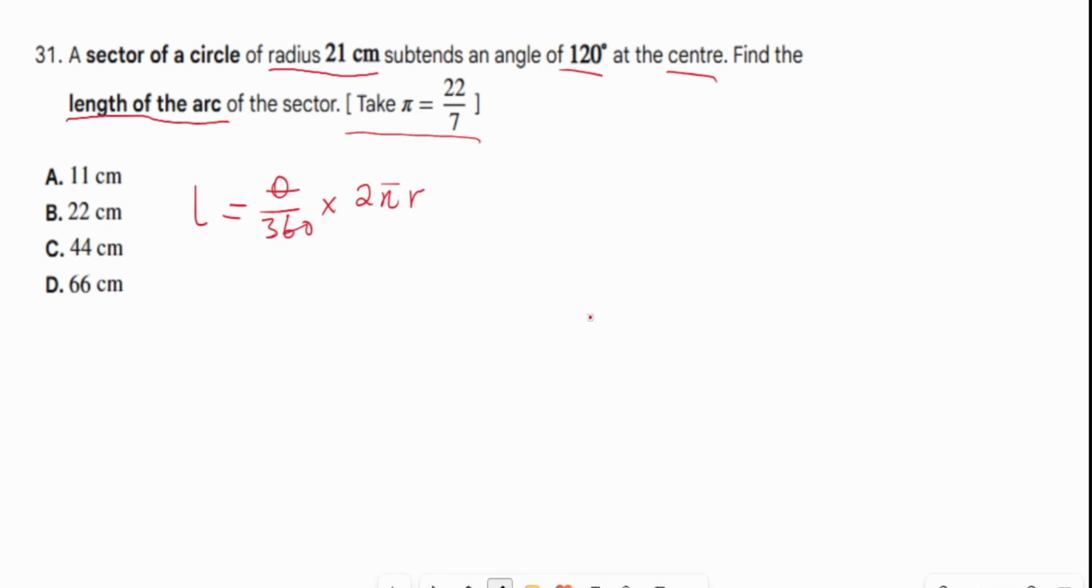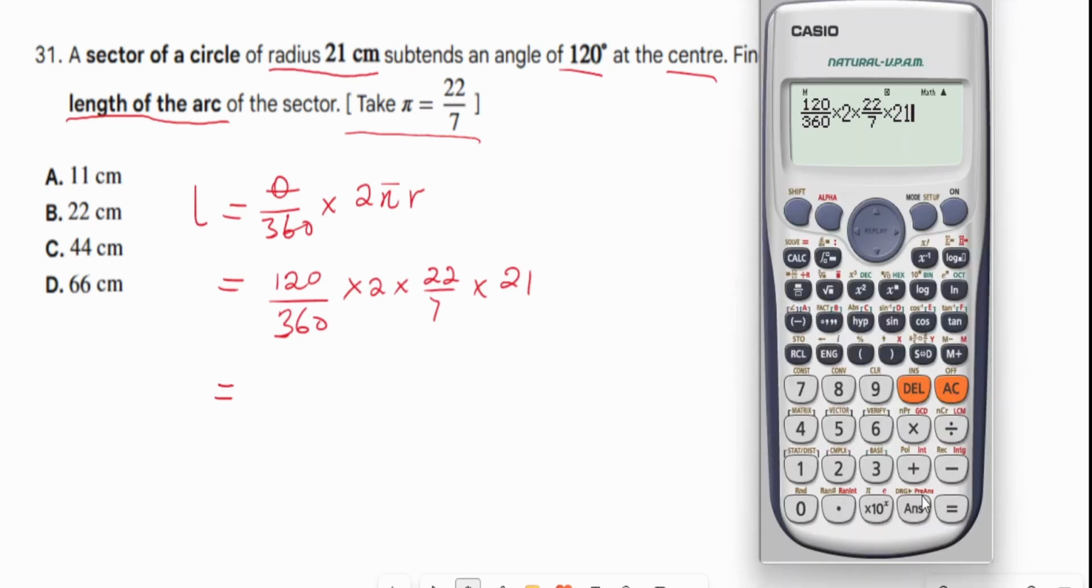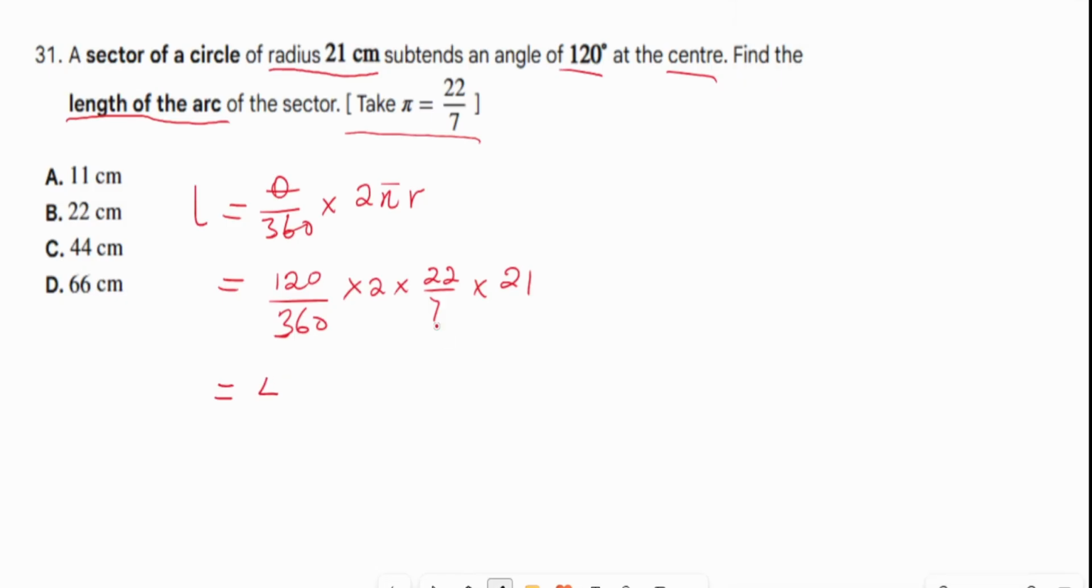Substituting the numbers. Theta is the central angle, that is 120 degrees, over 360, times 2 times pi, which is 22/7, times the radius, which is 21. I'm not even going to stress myself because a calculator is permissible, so I'm just going to put everything into the calculator and choose the answer. Again, I just put it in exactly the way I see it, and that gives me 44. So our answer is 44 centimeters. And looking at the options, that is option C.